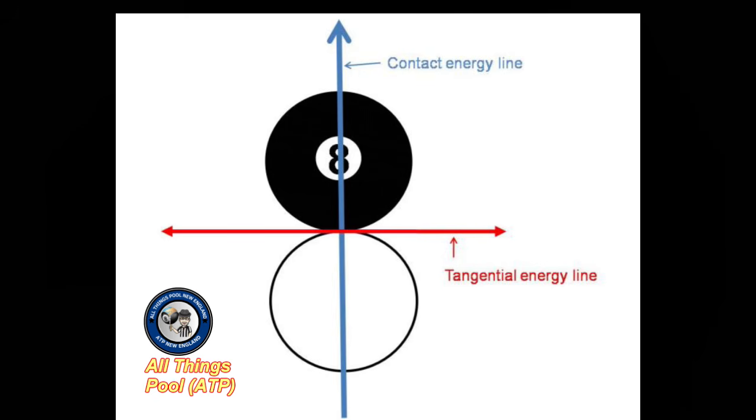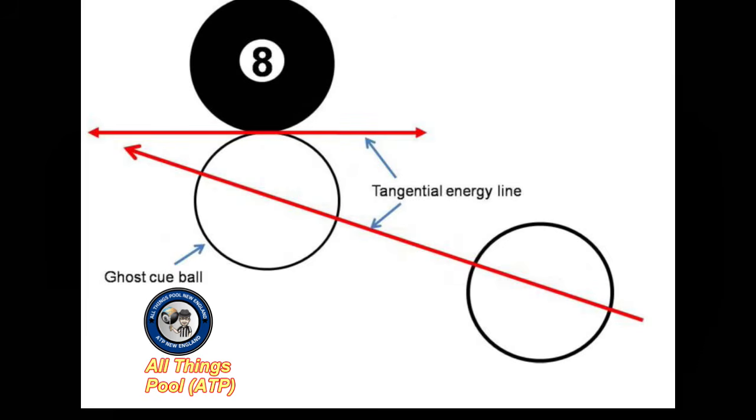Well, let's take a look, because there are two lines of energy in play every time the balls collide. So the blue line is our contact line of energy. That's going straight. If we're hitting a straight shot, that is the only line that comes into play. However, any time that we're shooting a cut shot, the tangential line of energy comes into play every single time.